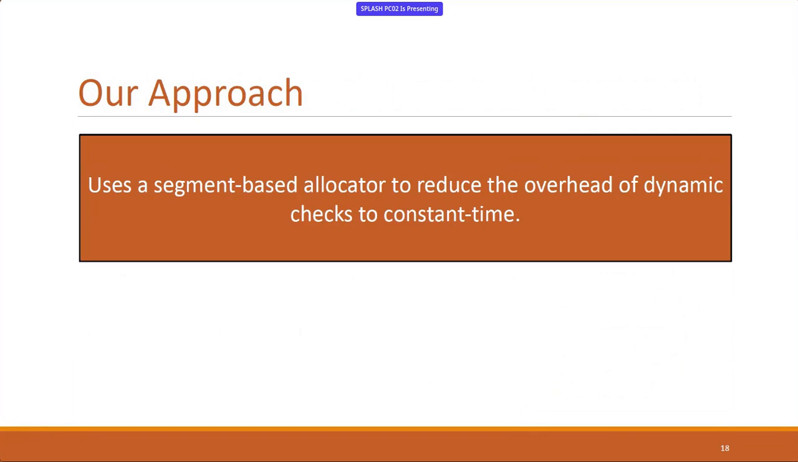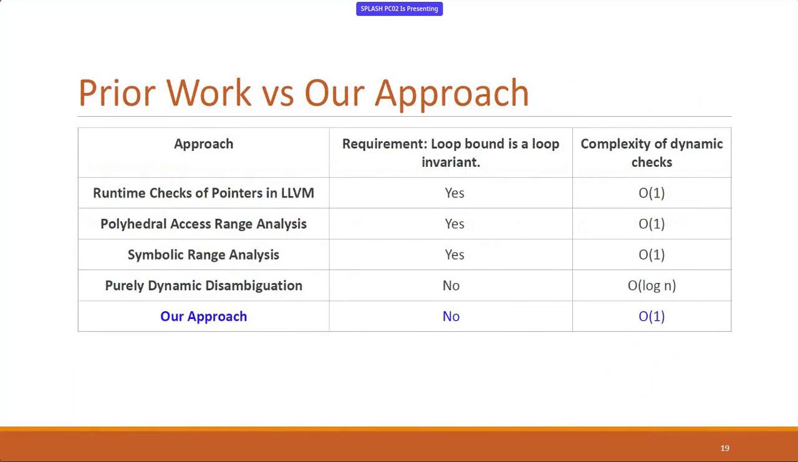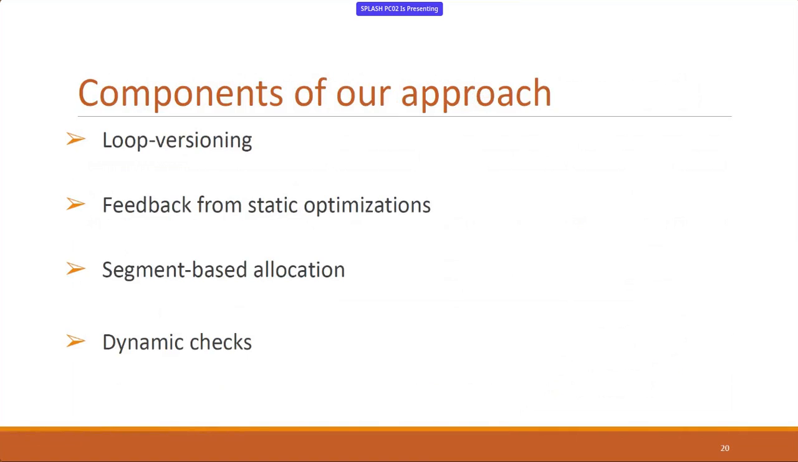So our approach reduces the overhead of dynamic checks to constant time by using a segment-based custom allocator. Just to summarize, our approach reduces the overhead of dynamic checks and works on loops where the bounds are not loop invariants. So our approach offers both scalability and loop coverage as compared to the purely dynamic approach. Let's take a look at our approach in detail.